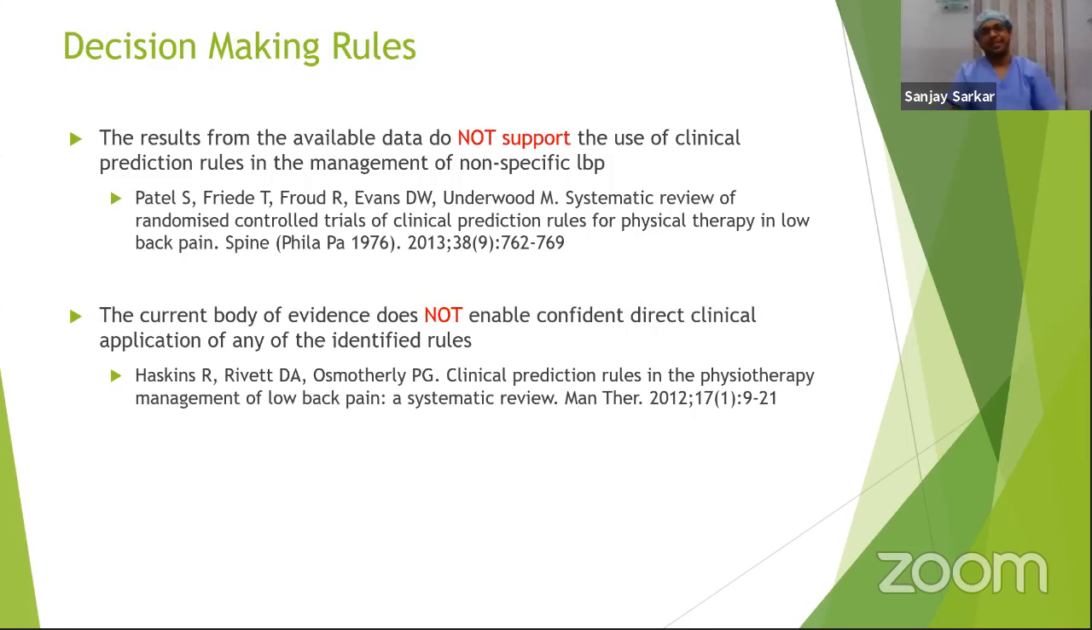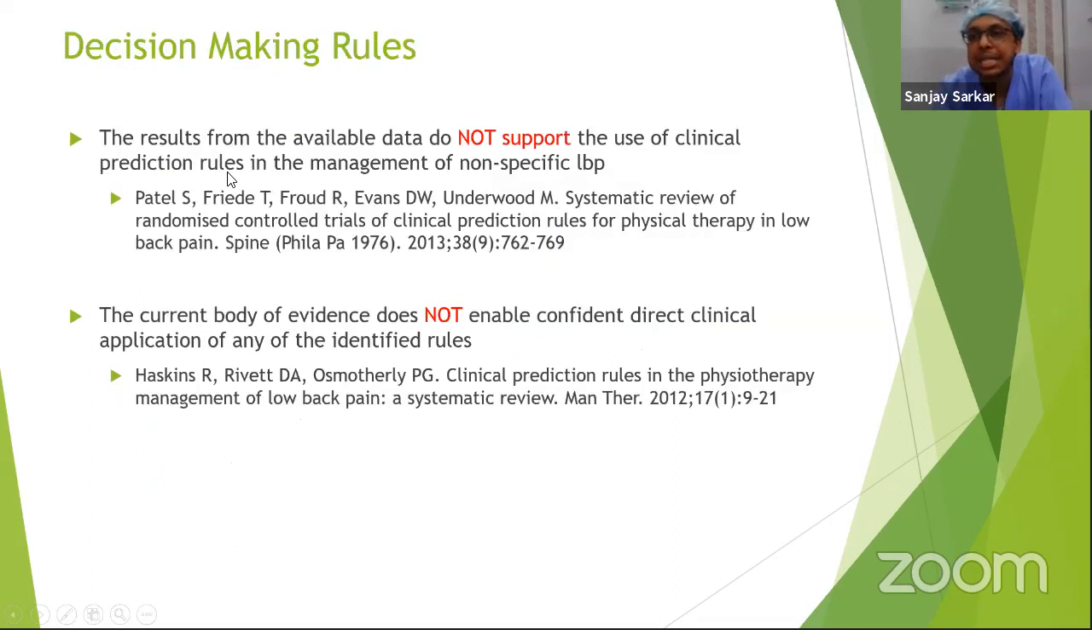Okay, so now we are talking about decision-making rules. Unfortunately, the lumbar spine being so variable and clinically difficult to predict causation, till date, till last night, there is no published report on how you can decide on a diagnosis based on testing. There is no support for the use of clinical prediction rules in the management of non-specific LBP. The current body of evidence does not enable confident direct clinical application of any of the identified rules. Obviously, one is from 2013, another from 2012, but even after 7-8 years, we still do not have any decision-making rules to predict a pathology based on what? Based on cluster analysis.